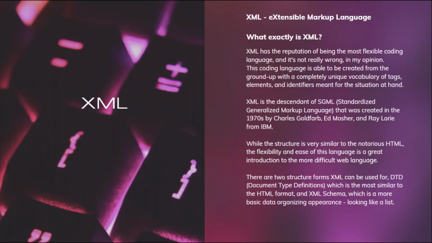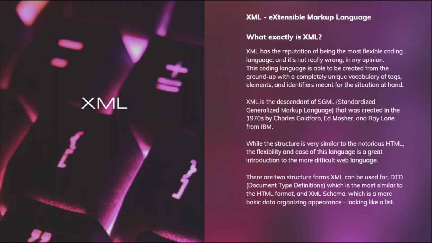XML is the descendant of SGML, Standardized Generalized Markup Language, that was created in the 1970s by workers at IBM, Charles Goldfarb, Ed Mosher, and Ray Lorie. While the structure is very similar to HTML, having garnered its inspiration from XML, both of them are very different, and this language, though, is a great introduction to the more difficult web language of HTML.